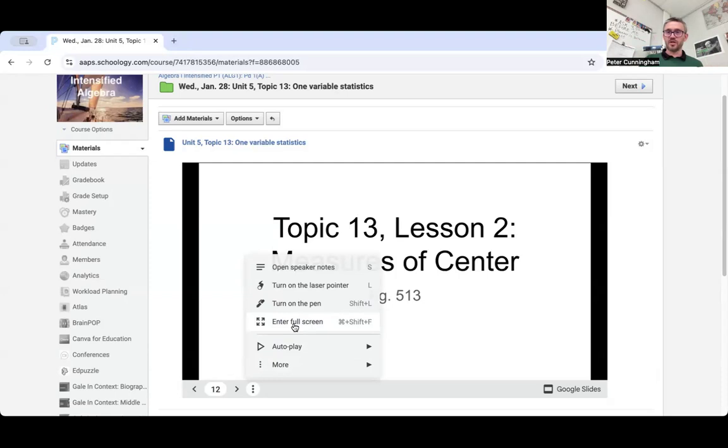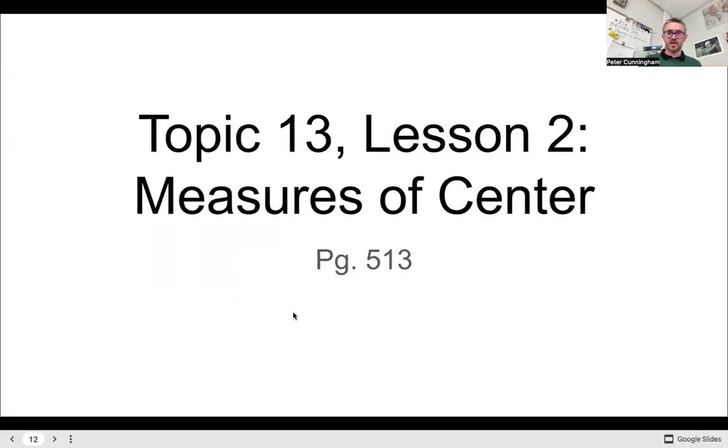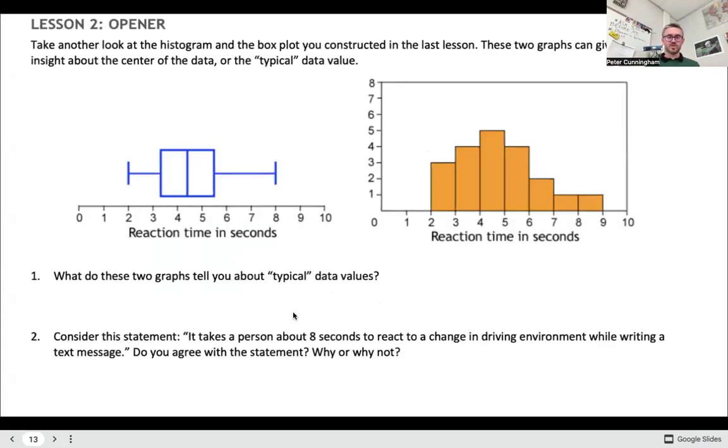So I'm going to be talking a little faster because I know you can pause. You can slow me down if you want to, or you can fast forward if this is easy and you just want to check your work. You've already done it, then do that. So you should be on page 513.